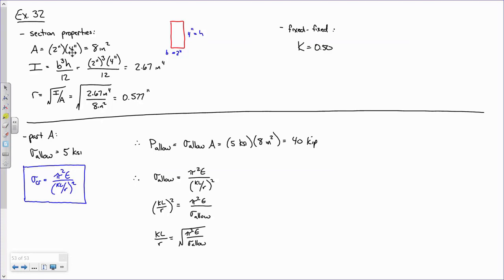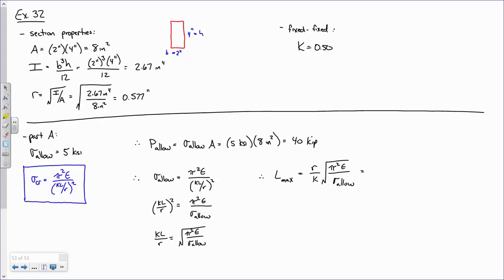Can do that, right? And then I'm solving for the length, so what do I do? I flip the R and the K. So therefore, the length, and this is basically a maximum length, and we'll explain why it's a maximum length in a second, is R over K times the square root of pi squared E over sigma allowed. Right? So what do we have?